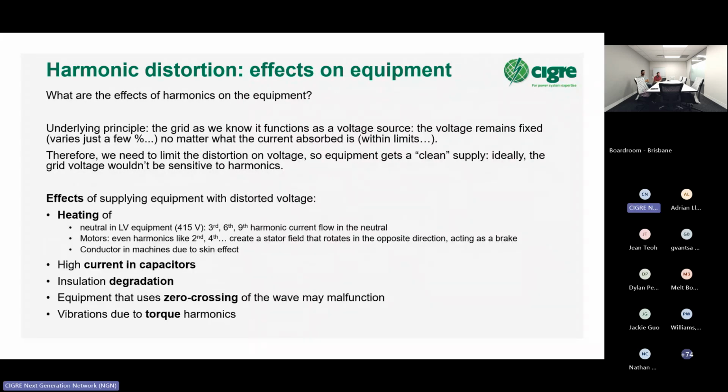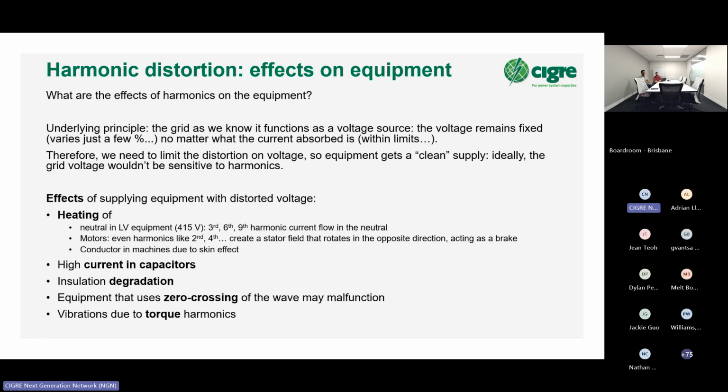Now, we look at the effects on the equipment. What effect do harmonics have? We have to remember that the principle here is that the grid functions with imposed voltage. So ideally it is a voltage source. So you want the voltage to remain the same, to have your 50 Hertz and nothing at any other frequency. Why? Because things are built to receive a pure 50 Hertz without distortion voltage.